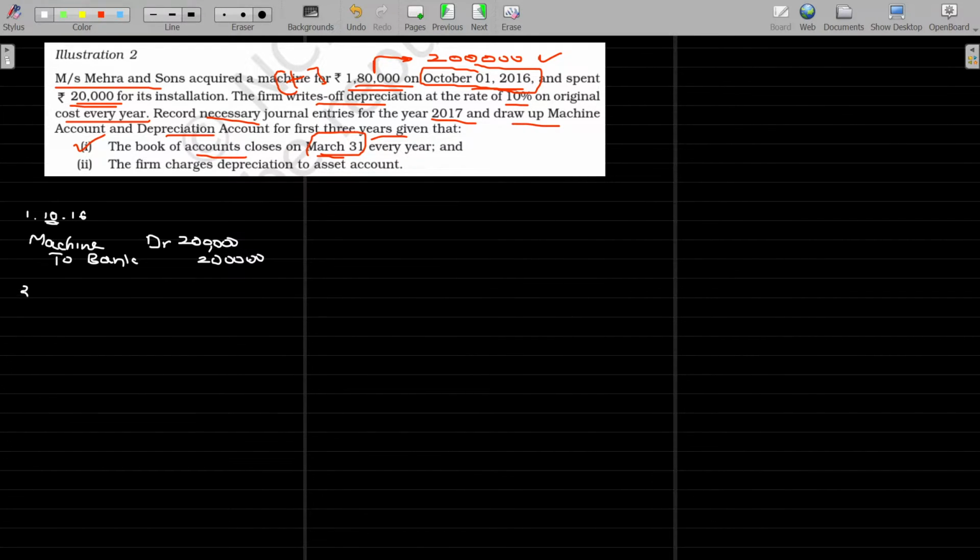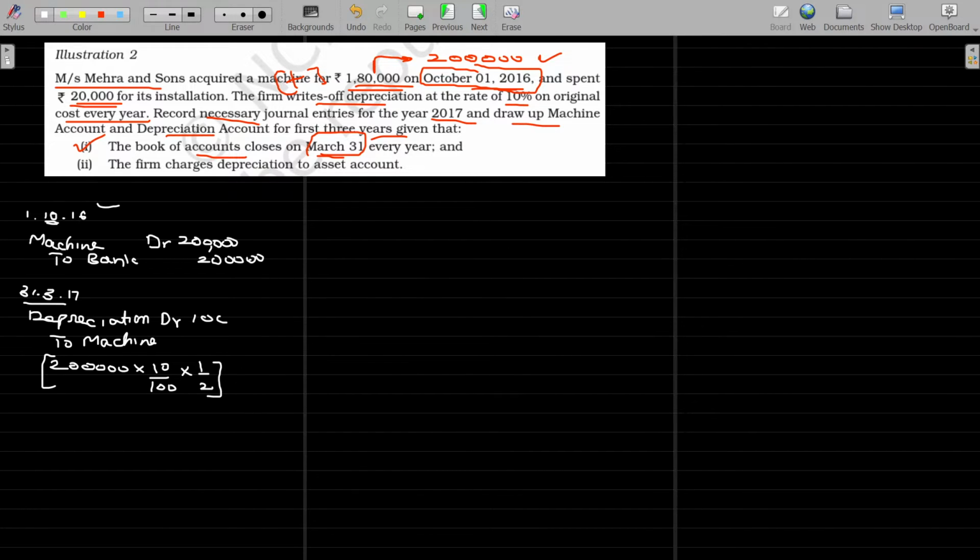Next, depreciation is to be calculated only at the year end. Financial year ends on 31st March 17. Depreciation account debit to machine account, the value being 10% on 2 lakhs, 20,000. Yeah, here it's only 6 months. Calculate for 1 year's depreciation, but this is eligible for only half year. It starts from 1st October and ends on 31st March, half year, 10,000.